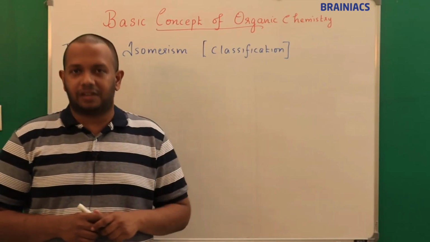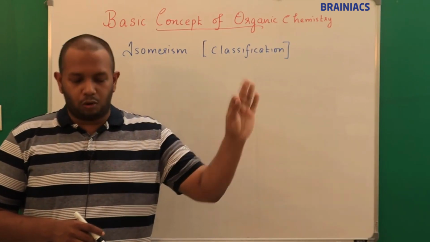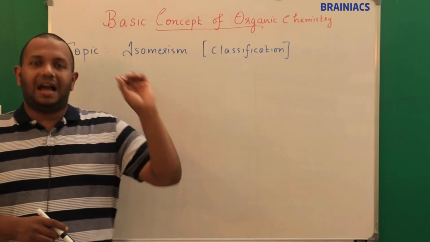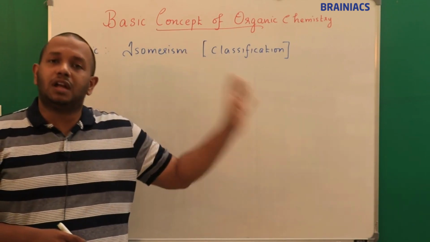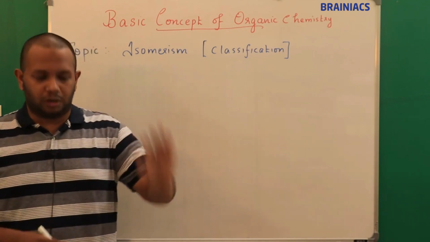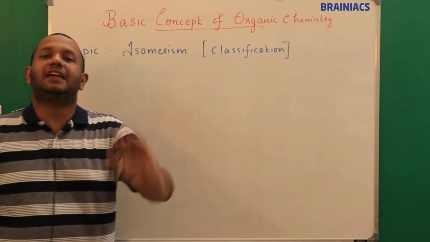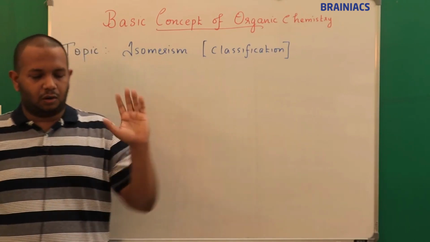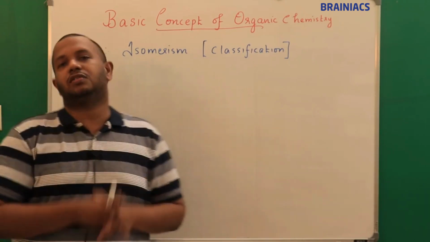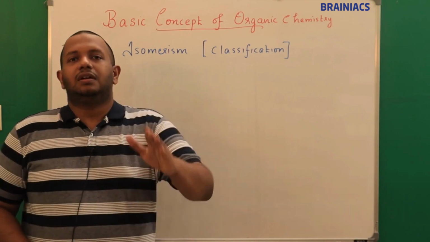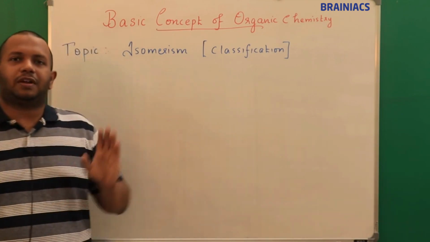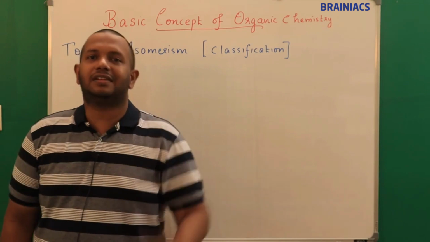I can say the definition as two or more organic compounds having the same molecular formula and molecular weight, but they differ in their physical and chemical properties. They are called isomers, and this phenomenon is known as isomerism. Just now we have seen earlier, for example, I have told alcohols and others are isomers.